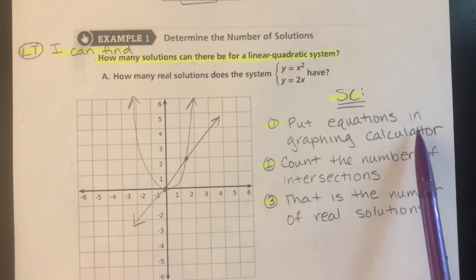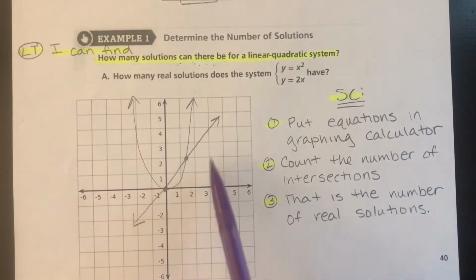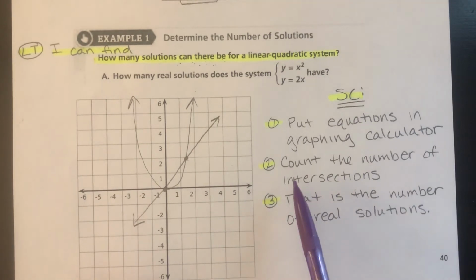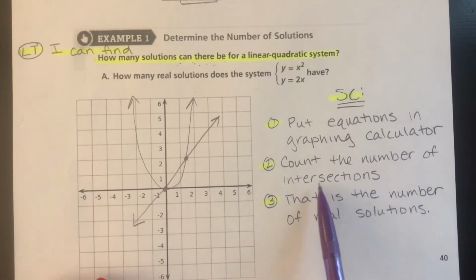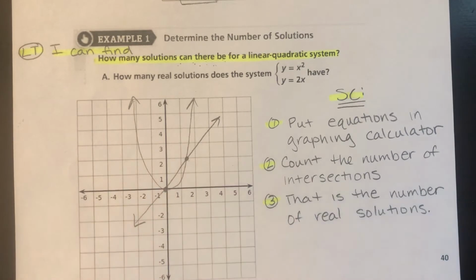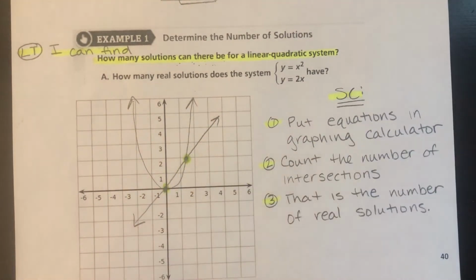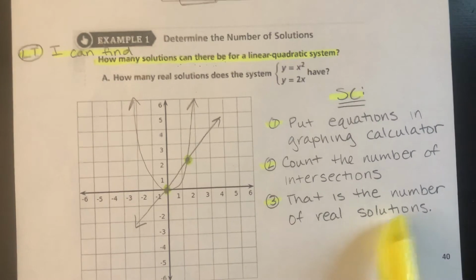So you put your equations into your graphing calculator, and it will give you the perfect graph. Then you count the number of intersections. So here's one intersection and two intersections. Two intersections means that I have two real solutions, and that would be the answer.